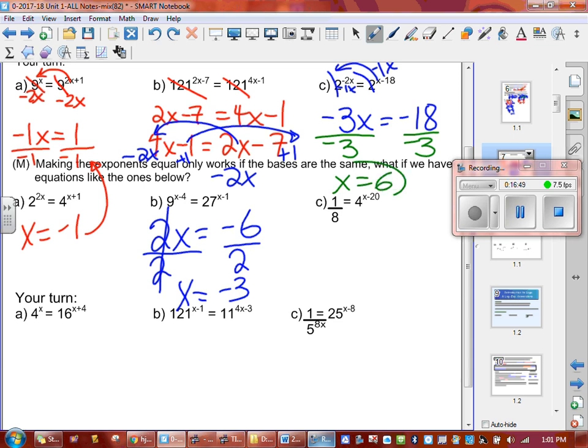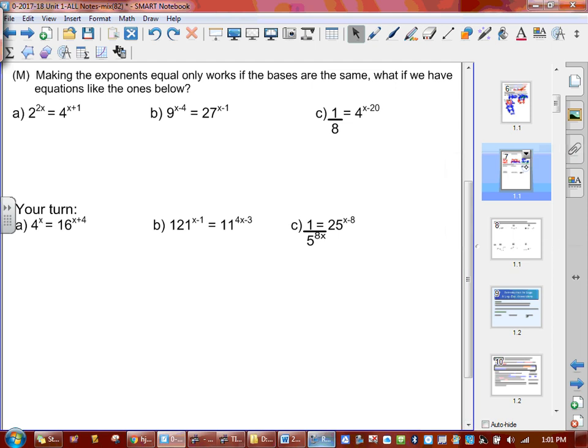So on these medium questions, the reason it's considered a medium question is because one of them or both of them are not in the same base. So you always try to make it go down to the lowest base. So on the left-hand side, 4 can go to a base 2. So the left-hand side we don't have to change. The right-hand side we do.